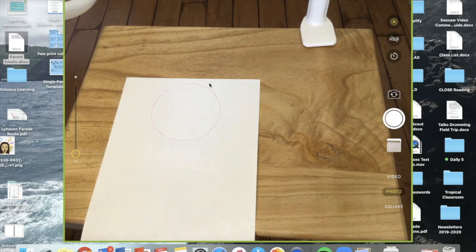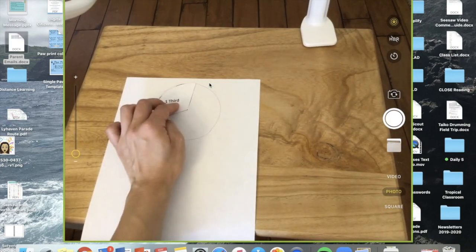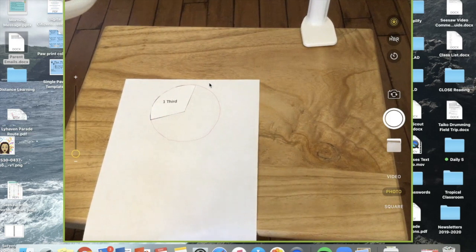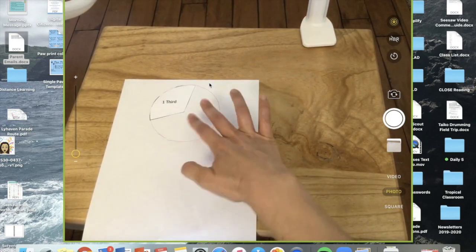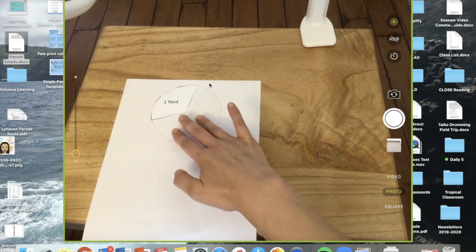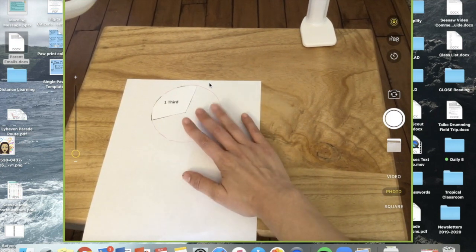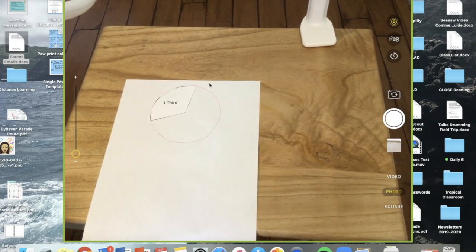Because remember, we're working with equal parts, and equal means same size and same shape. So here is one piece. This is 1/3, okay? So now think about it. Look at that blank space that I have not covered up, but in my circle. How many more pieces do you think I need to add on in my circle to create one whole?